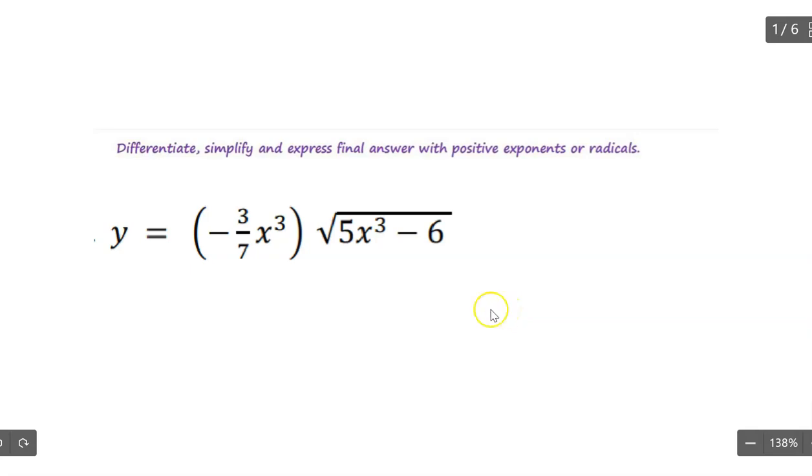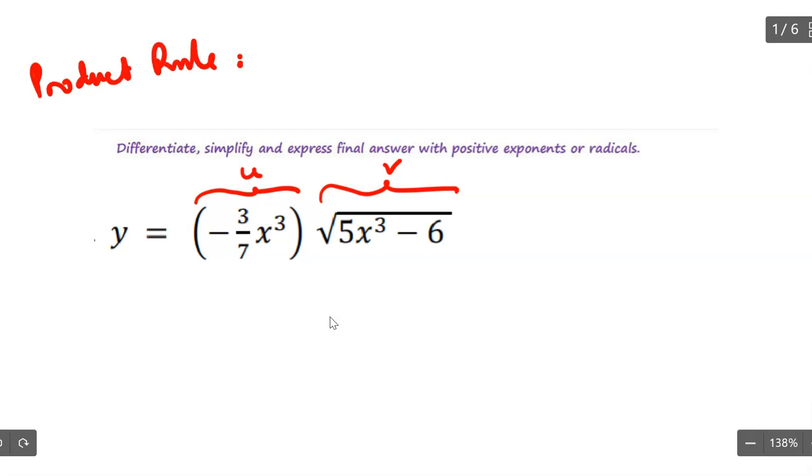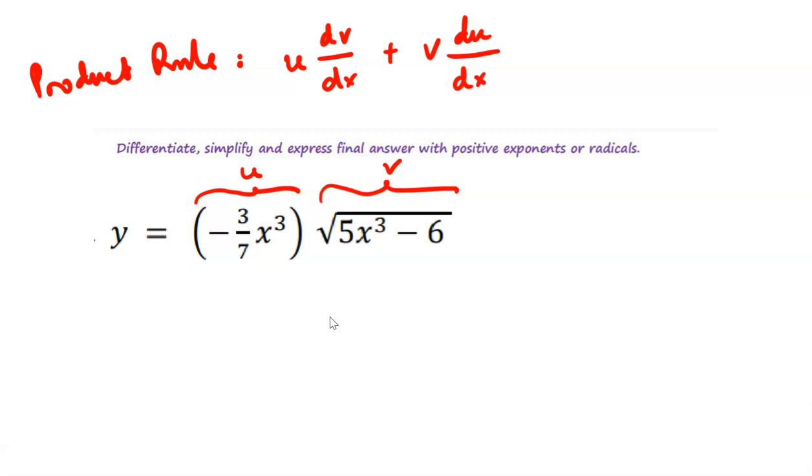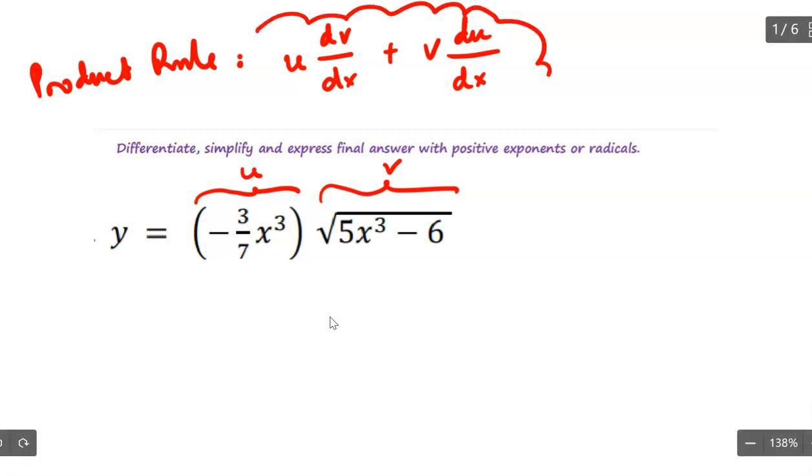You always identify your very first term as u, so this one as u and the second one as v. So the product rule says that we are going to take u multiplied by the derivative of v as a function of x, and we add that with v multiplied by the derivative of the function u as a function of x. So this is the formula for the product rule.